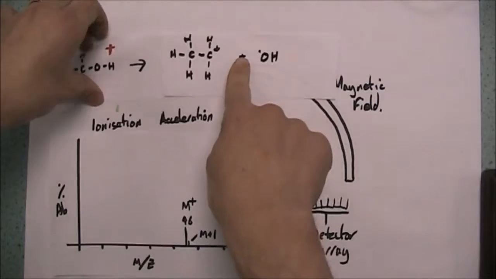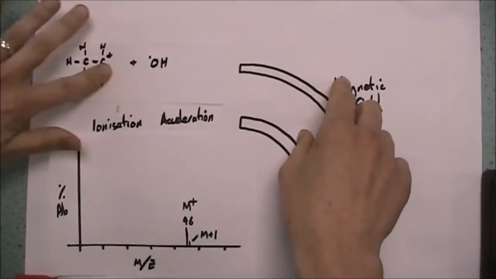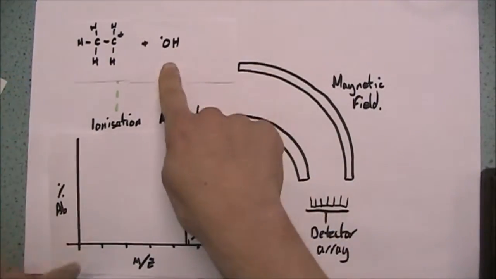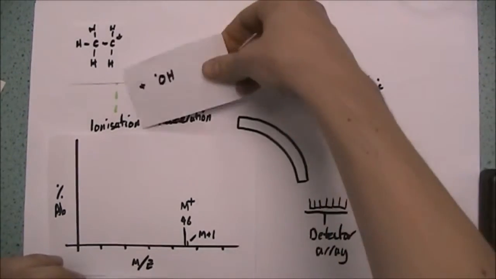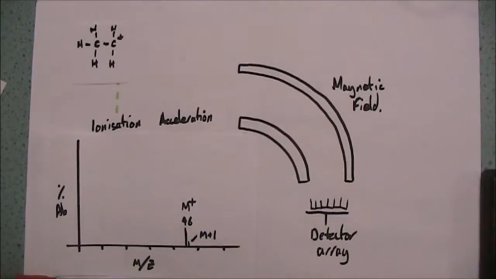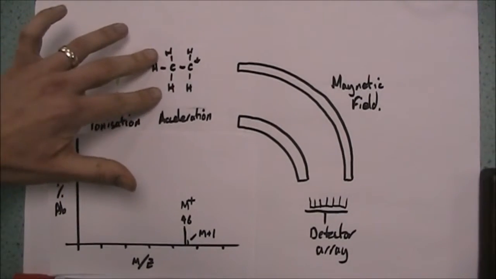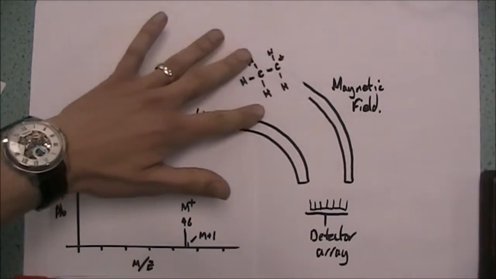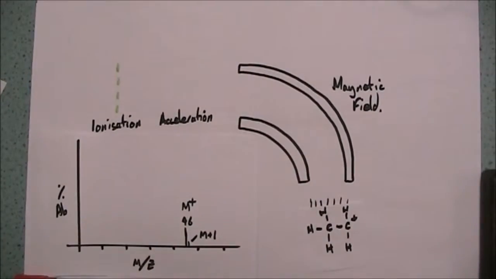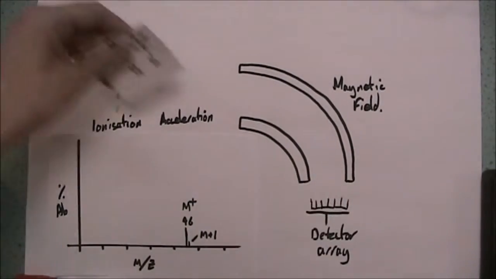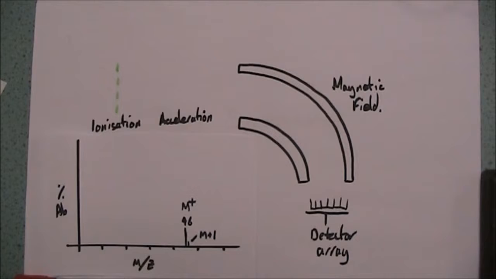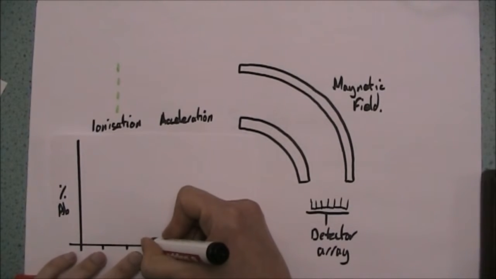So, if we've broken our ethanol up into this, the OH group having no charge is going to collide with one of the walls of the magnet. This particle here, though, is going to go through the magnetic field and hit the detector array, and because it's an ethyl group, we would expect to find a peak at 29, and we do.